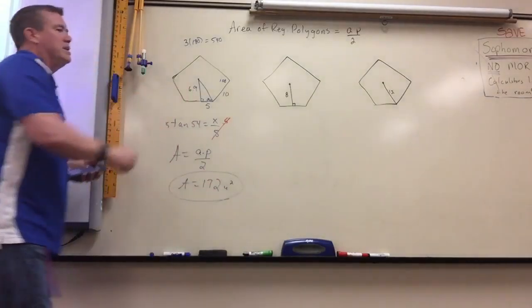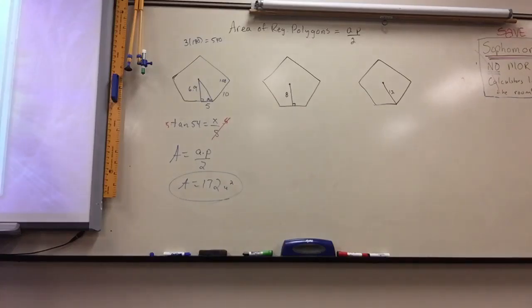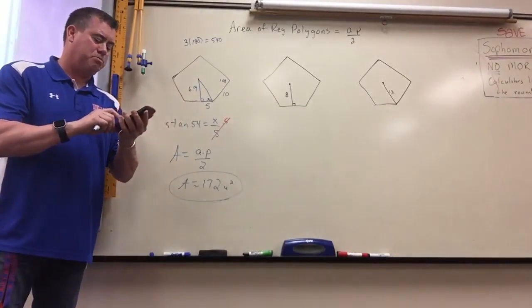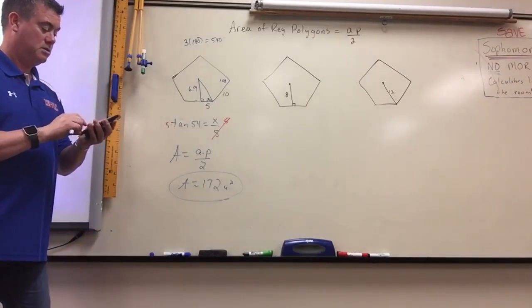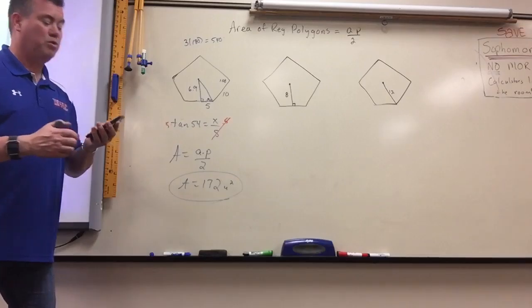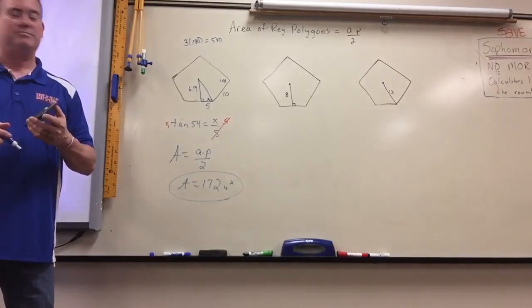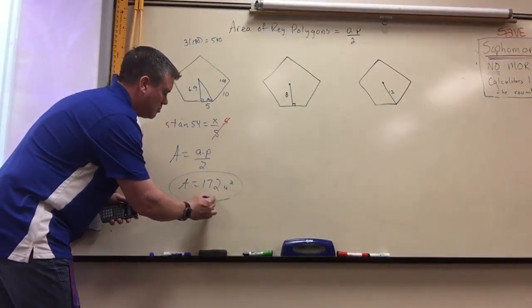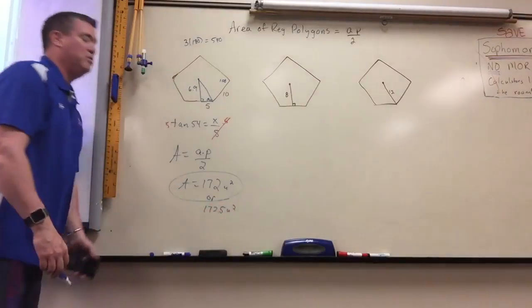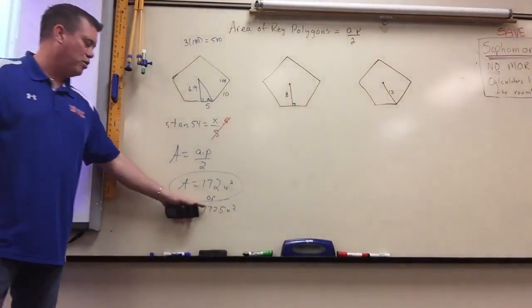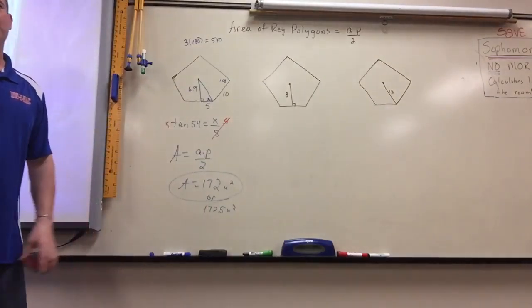Now, if you put the rounded number in, it won't be wrong. We just got to adjust for it when we correct. If I would have put in 6.9, it's going to be close. 172.5. So it's off by a half a unit, which is a considerable amount, but it wouldn't be wrong if you use your rounded number. Okay?